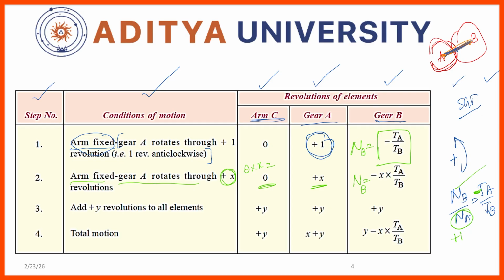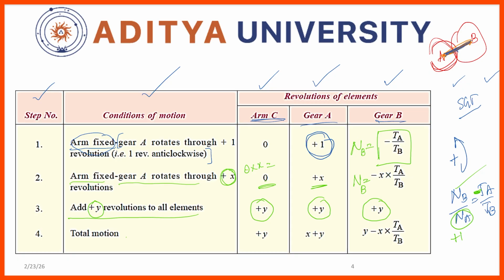Okay. Now the third step will be common again for all the problems. Add plus y revolutions to all the elements. Why do we need to add the plus y revolutions? When the arm rotates, it will rotate the entire system, right? That means when the arm is fixed, the entire system will behave on its own. Now when the arm is rotating, the total system will run along with the arm, right? Now arm will be plus y, gear A will also have plus y, gear B will also have plus y. So what is the total motion?